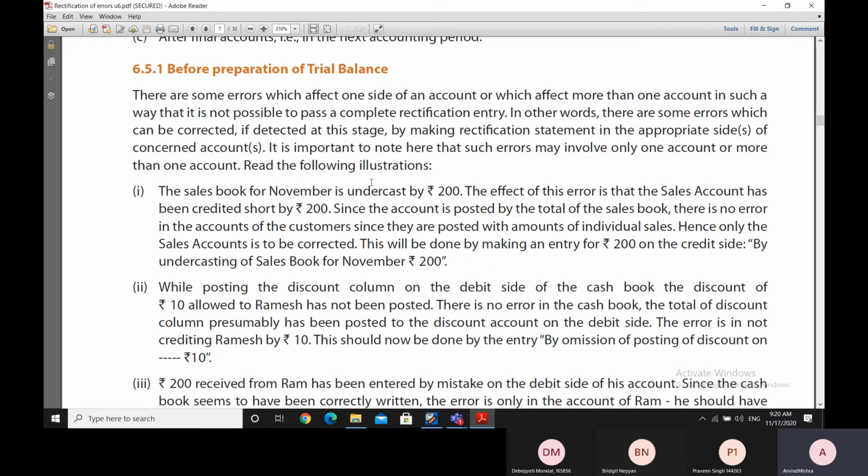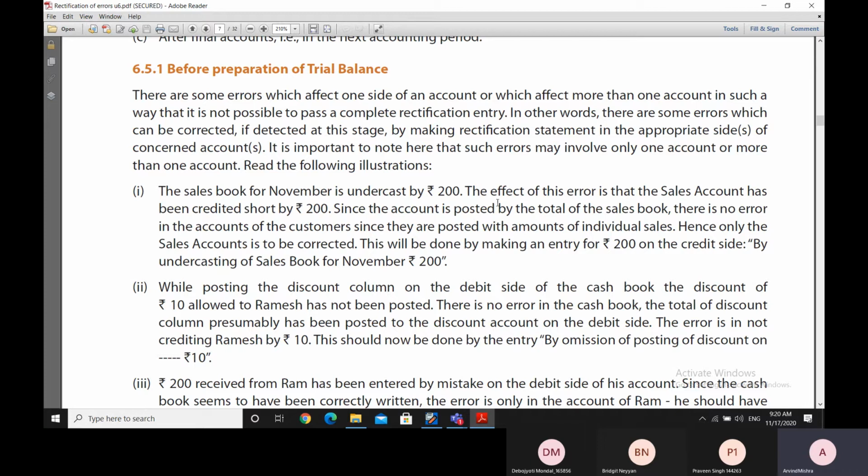So first example is that sales book is undercast by 200, which means the total of the sales book is incorrect by 200 rupees on the underside, which means that the totaling is less than the correct total by 200 rupees. Now the effect of this is on the sales book, because sales has been entered wrongly or less by 200 rupees due to this undercasting of the sales book.